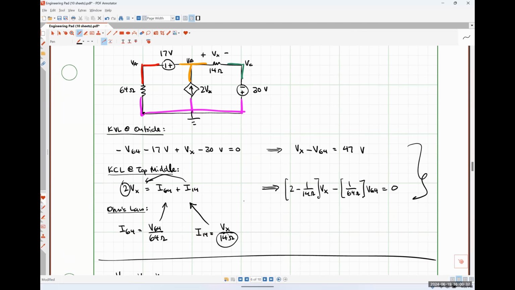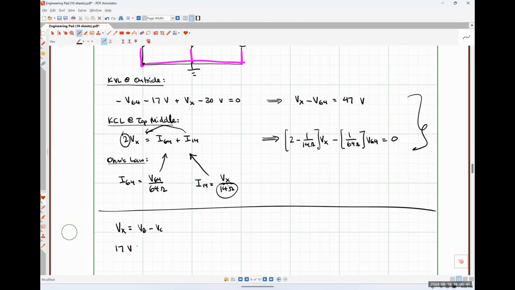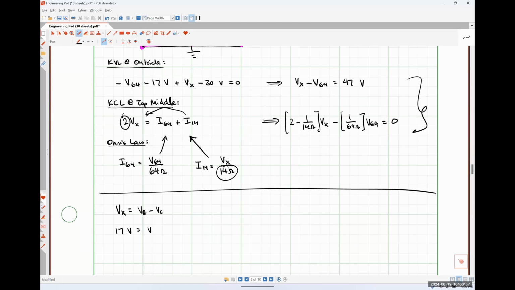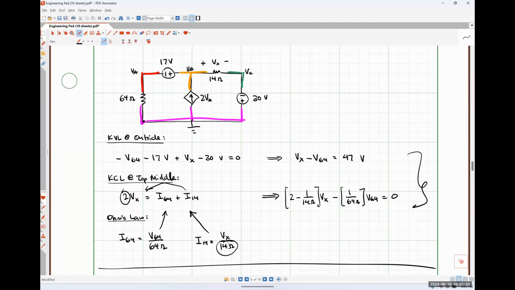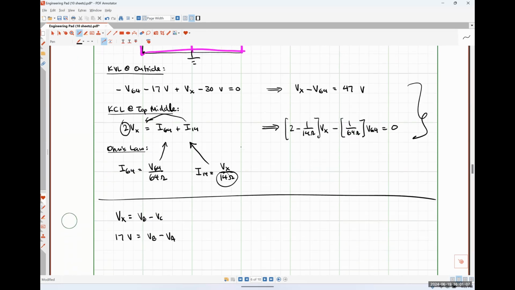All right, we have two voltage sources, so I need two voltage relationship equations. Let's start with the 17-volt source. What's the nodal voltage at the positive polarity terminal of the 17-volt source? It's VB. Right. And what's the nodal voltage at the negative polarity terminal of the 17-volt source? VA. So it'll be VB minus VA. Yep.